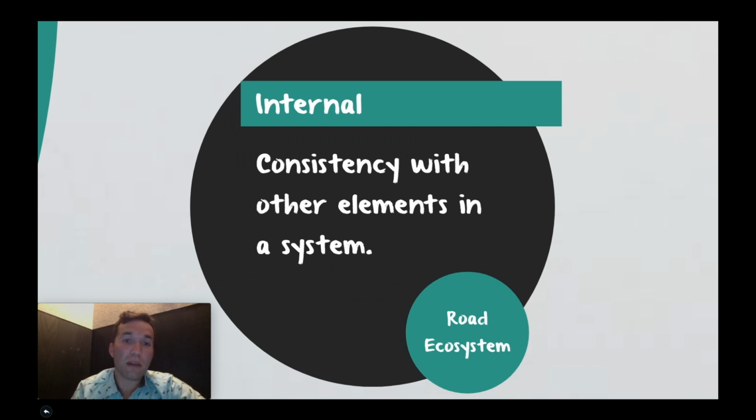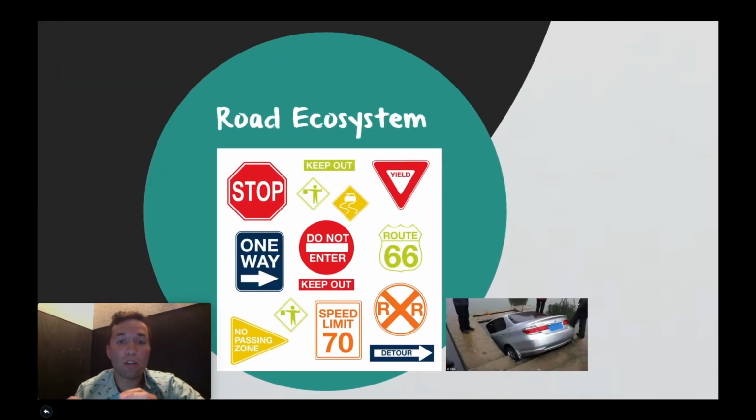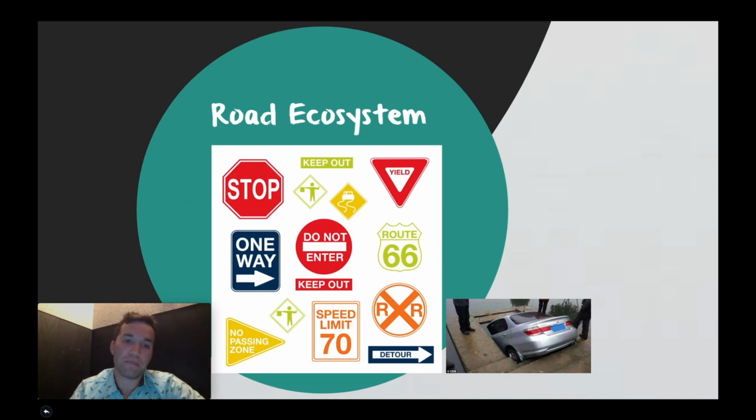The next thing we're going to talk about is internal. So this is consistency with other elements in a system. Now, a system, let's go into a road ecosystem, right? Before we talked about just the traffic light, now we're going to talk about everything in that system at all. As soon as you get into your car and you drive on the road, you are now in the road ecosystem. So everything in that system needs to have some kind of consistency.